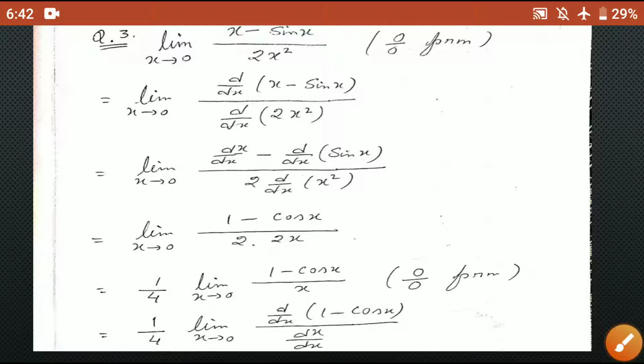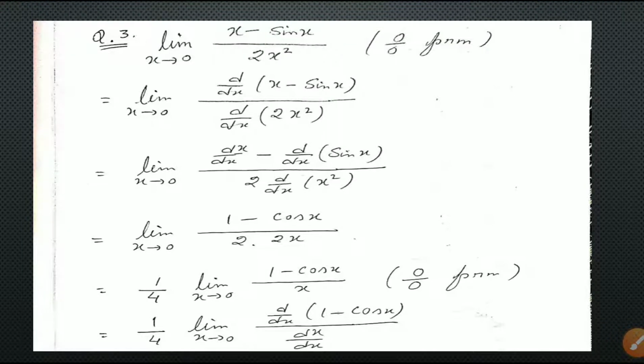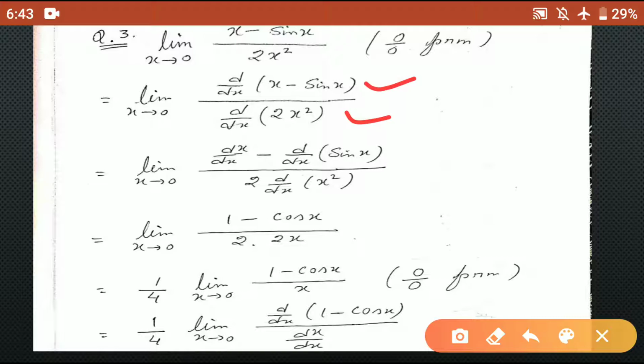So now you differentiate both the numerator and denominator part. After differentiating, we got this value as (1 minus cos x) by 4x. Okay, 4 is constant, so you can separate this 1 by 4.